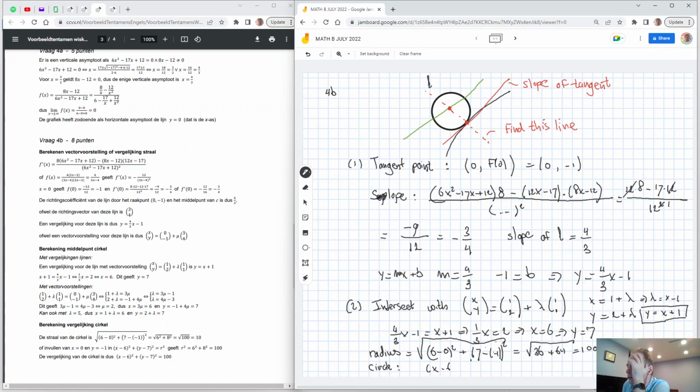Six squared plus y minus 7 squared is equal to... oops, careful with this... is equal to 10 squared, that's of course 100. So this is our final answer.